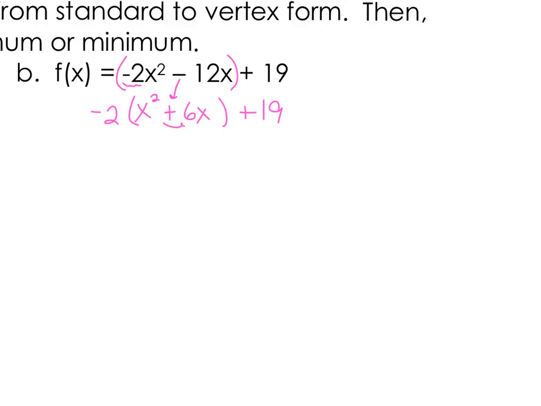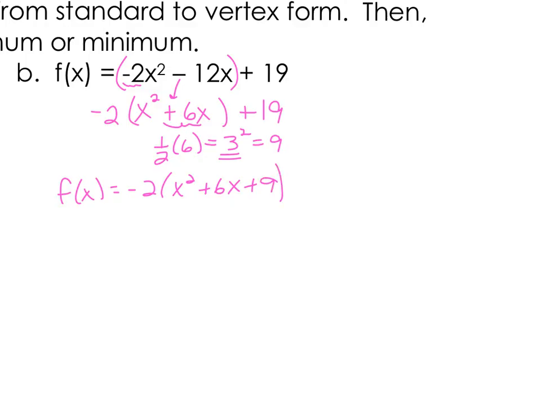Now our b value is positive 6. I'm going to take half of 6, and that's 3. We're going to use that number later. And this is kind of nice. I square that and just get 9. Now that's the number we add to the inside of the parenthesis. So we have f of x equals negative 2, x squared plus 6x plus 9. And then we have plus 19.